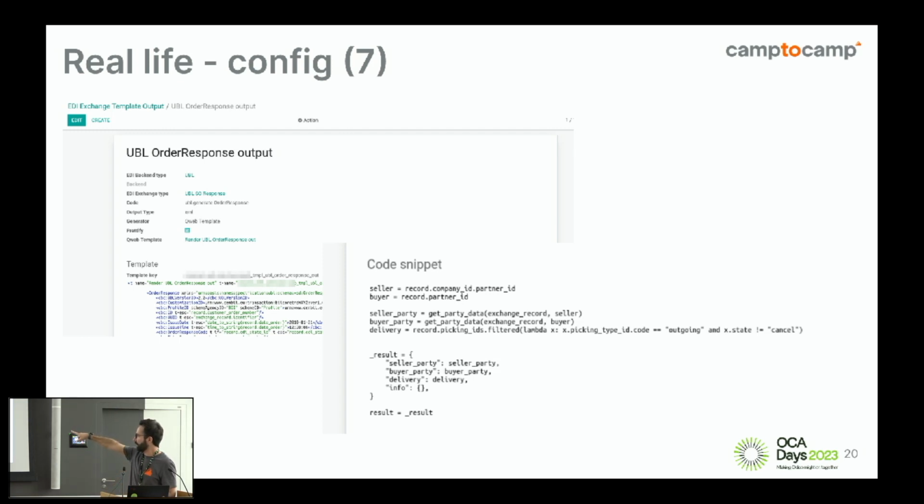And below, on the right, you see that there is a little code snippet that you can use to prepare the data for the template. So imagine that, for whatever reason, your seller is not the partner of the company, but it's something else. Maybe you're doing drop shipping and you want the seller to be someone else. You can tweak it there and do whatever you want in Python. The result is going to be exposed to the template when it's generating the output, et voila.